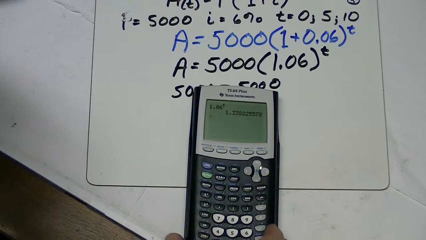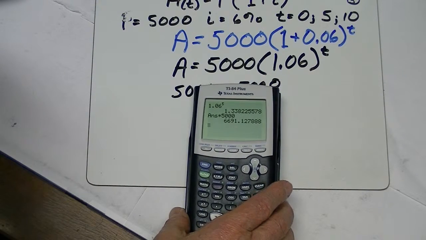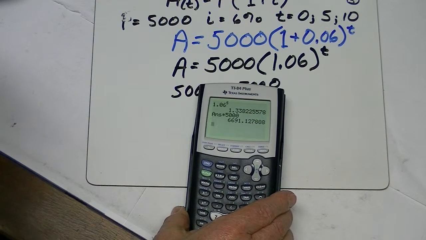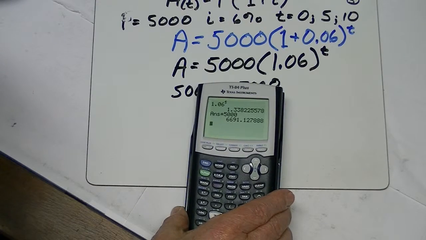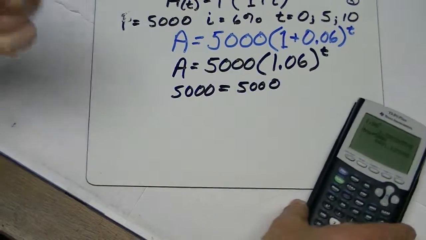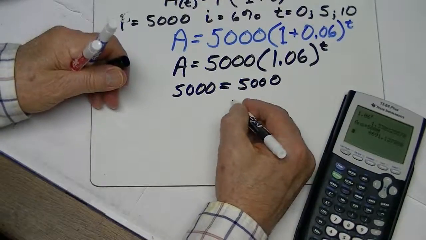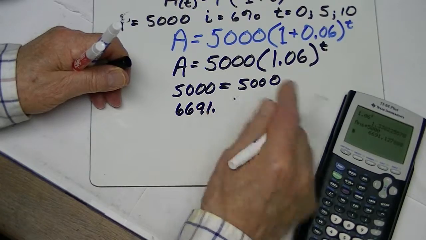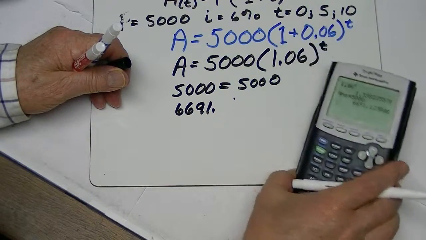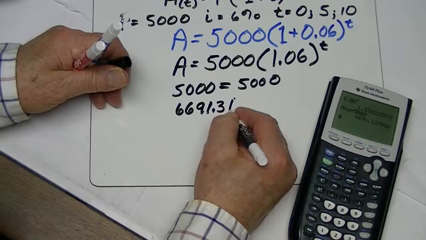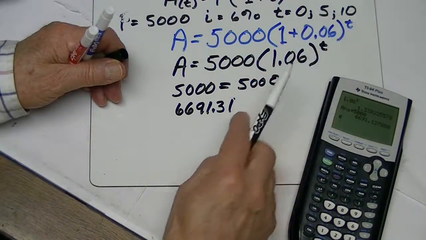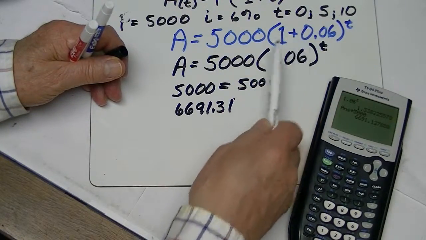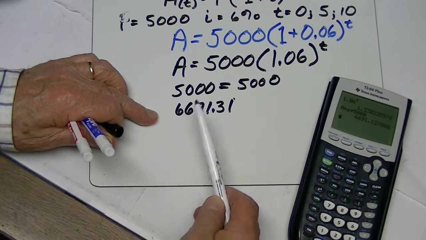We now times it by 5,000, enter, and we get our answer, 6691.13. So with 5 years, this would be our amount.